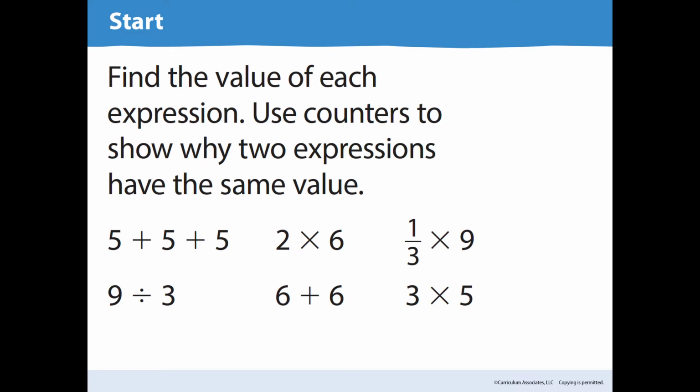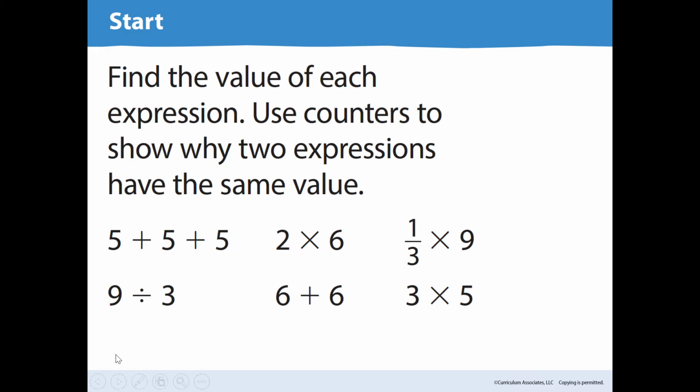So to start today, find the value of each expression. Use counters to show why two expressions have the same value. Please pause the video and find your solution. Each expression has a partner, so there's 3 pairs. Find which ones go together and then press play.